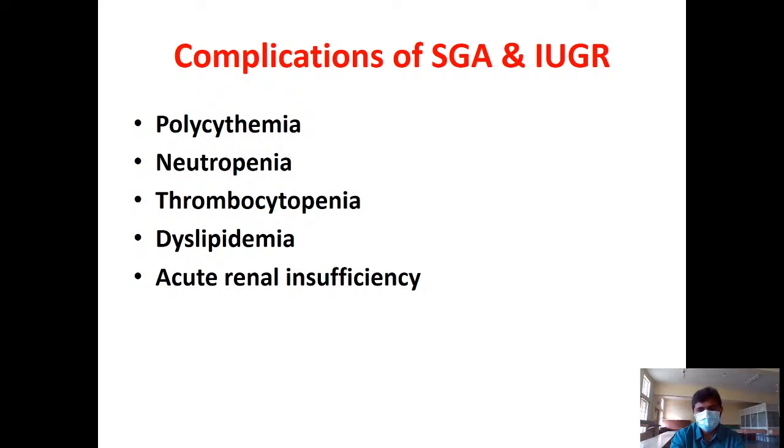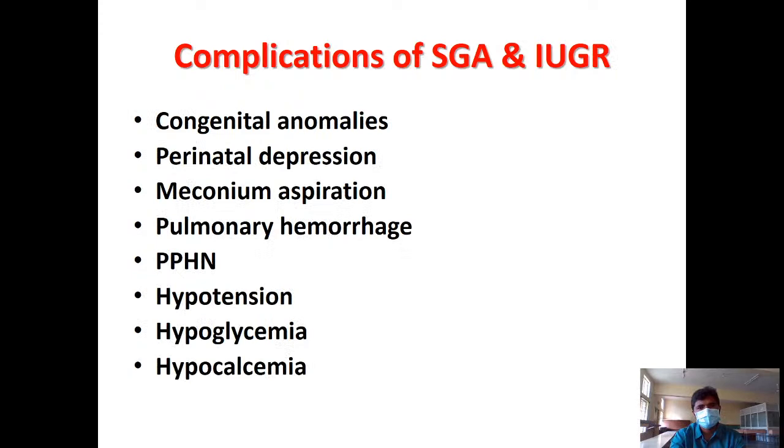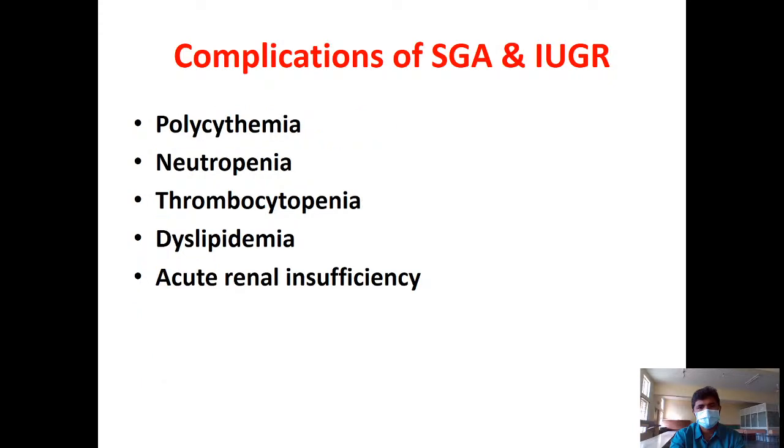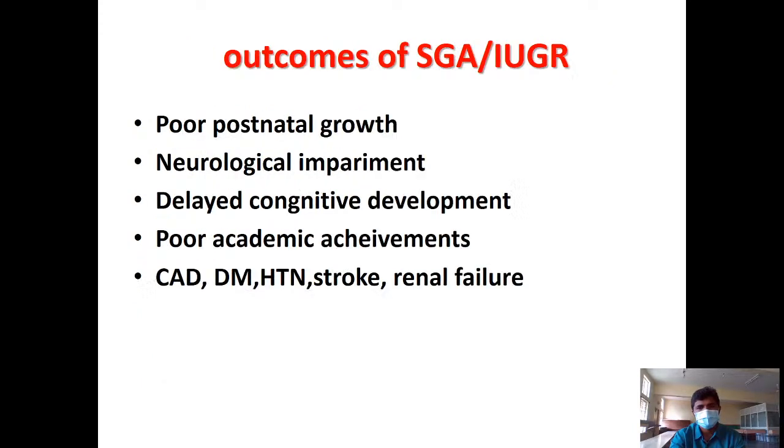Whenever you are going to examine an SGA baby, basically with the history itself you can come to an idea whether this baby is appropriate for gestational age or SGA, because in the history you will get to know the birth weight as well as the gestational age. So you can classify based on history itself, and while examining, you need to look for all these complications. You need to have all these complications in your mind and examine the baby keeping them in mind, so that you can pick them up at an early point of time and manage.